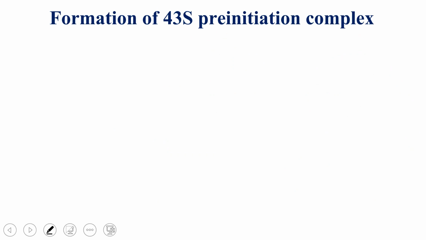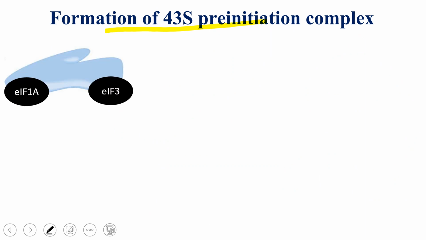In the next reaction we are going to form 43S. We have seen four reactions: the first was ribosome dissociation, the second was 43S pre-initiation complex formation. So now we are going to see the 43S pre-initiation complex. We have got 40S. This is our 40S, which has two factors, 1A and initiation factor 3.